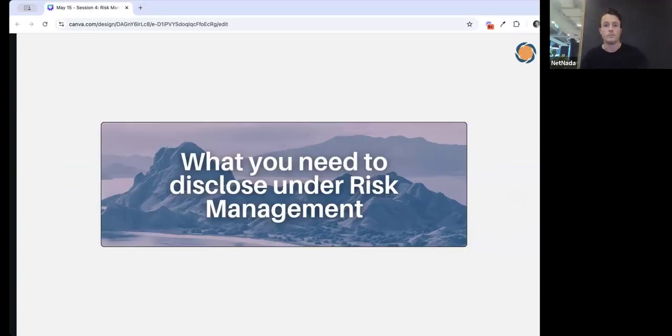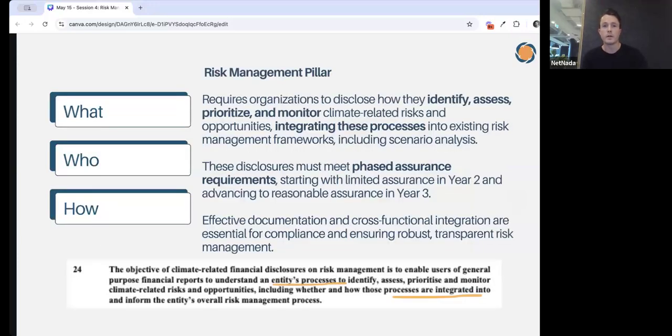Alrighty. So now it's time to jump into it. For the risk management pillars overview, the standard asks, what is the risk, who's impacted, and how are they going to be managed? This is what we hear all the time. So we have this what, who, how. This is why we put this here.